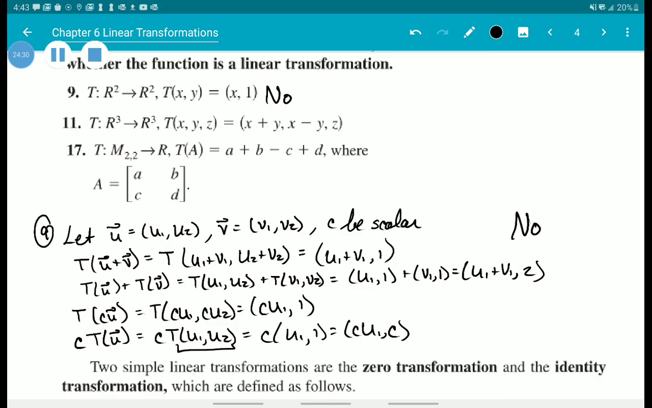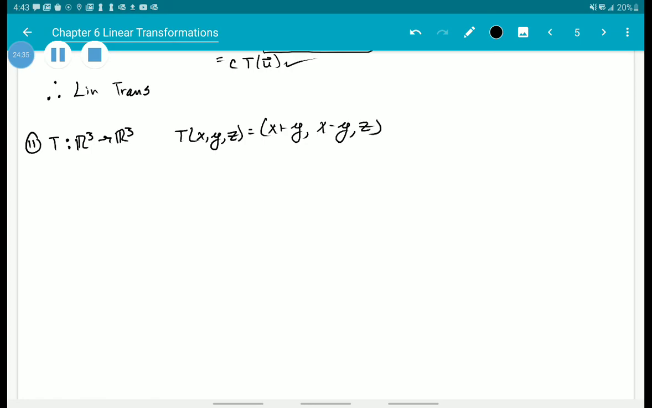Let's look at that next one. We're going from R3 to R3. Let's pick 2 generic vectors in R3.